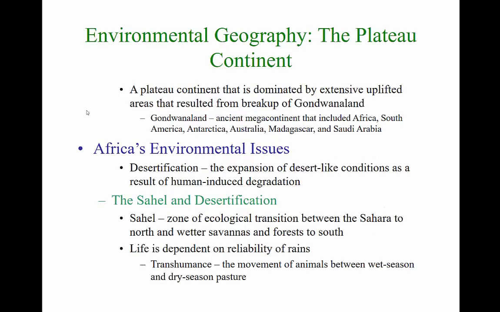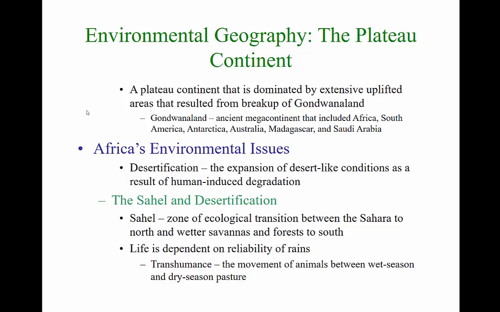Some of the environmental geography that we deal with is desertification, the expansion of desert-like conditions as a result of human-induced degradation. We talked a little bit about climate change, but we have these areas called the Sahel, which is the zone of ecological transition between the Sahara to the north and the wetter savannas and forests to the south. And some of these zones of transition are turning into desert areas, largely due to some of the man-made issues.